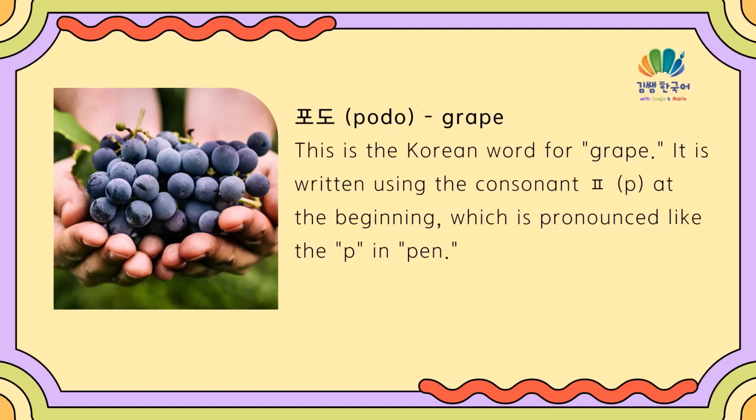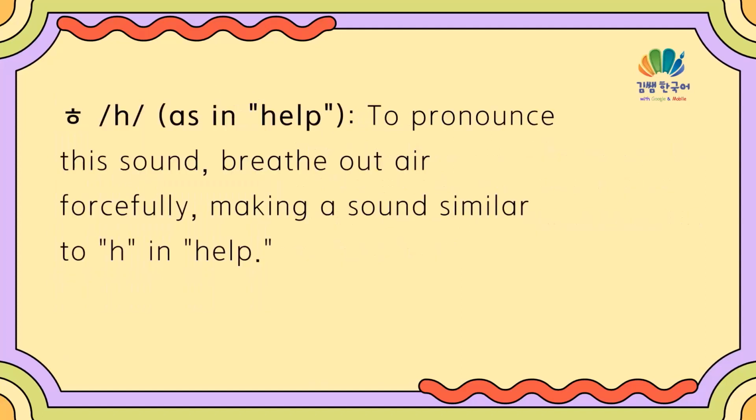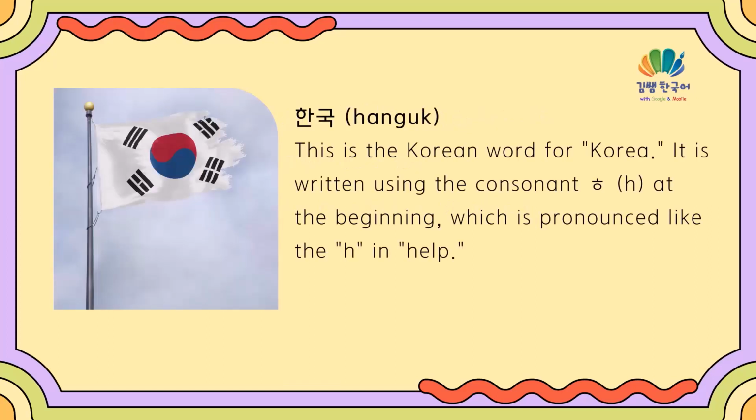In pen, 히읗, H as in help. To pronounce this sound, breathe out air forcefully, making a sound similar to H. In help, 한국, this is the Korean word for Korea. It is written using the consonant 히읗, H, at the beginning, which is pronounced like the H.